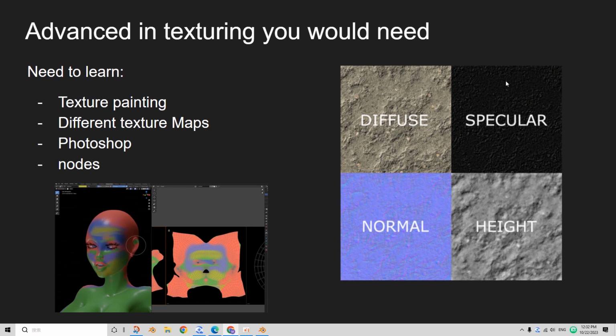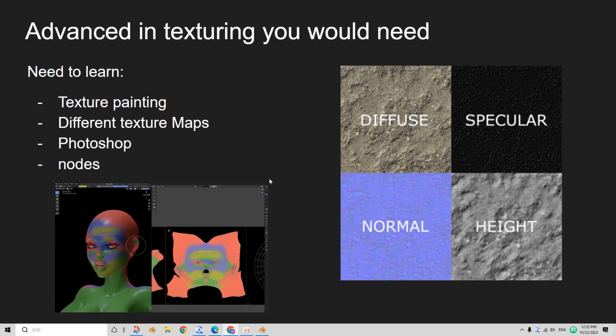Also, the specular tells which parts are brighter and which parts are darker, like actually reflecting lights and stuff. There's also the metallic map as well, telling which part is more metallic and which part is less metallic. Yeah, you have to understand those things.